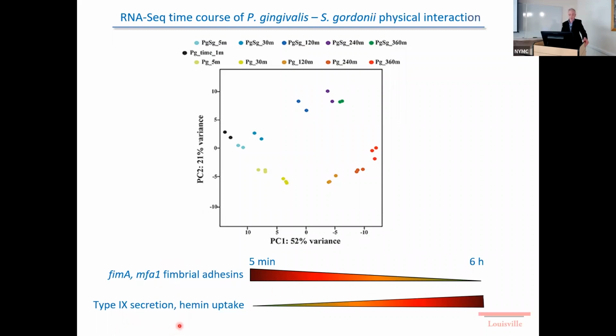Whereas other factors, such as those involved in heme uptake, we know PG likes to suck in heme from the blood, and that's where it gets its iron from. And the type 9 secretion system, which is how it secretes proteases to degrade proteins to get peptides for growth and also to release iron, they were being upregulated later. So it was consistent with these being more pathogenic, but it wasn't giving us any additional insights into what might be making P. gingivalis especially more pathogenic when it's with strep.